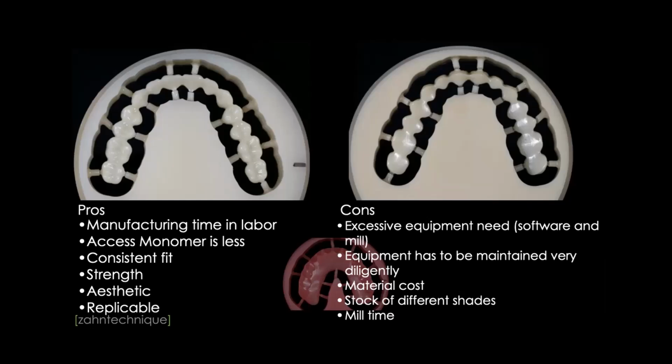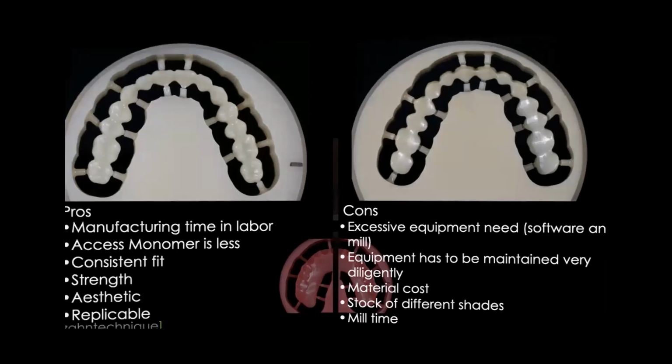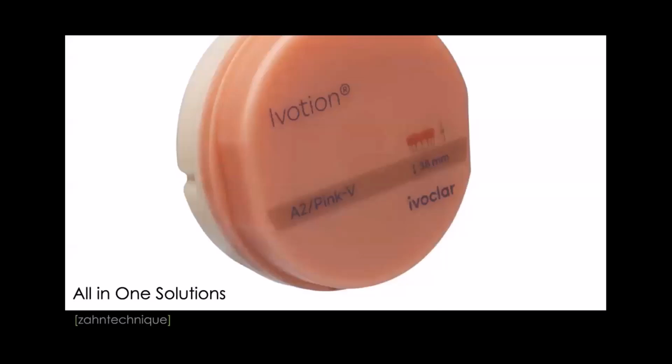The mill time is sometimes killing me when I think about it. We need to mill teeth and mill a base, and that takes 5 to 6 hours per arch. So always take that into consideration as well. And then we have these all-in-one solutions.